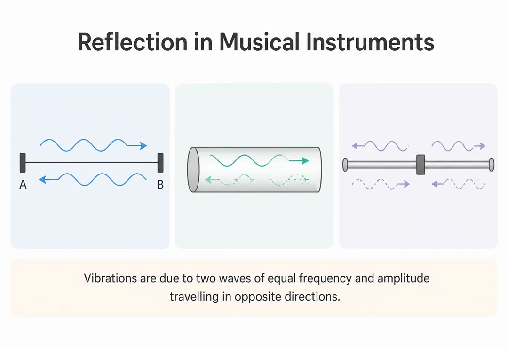Moving beyond frequency shifts, let's examine how waves behave inside musical instruments. Whether we look at a bowed violin string, air vibrating inside an organ pipe, or a metal rod struck with a hammer, the fundamental mechanism is the same. An initial wave travels to a boundary, reflects, and travels back. This creates two identical waves moving in opposite directions, which is the exact recipe for producing a stationary wave.